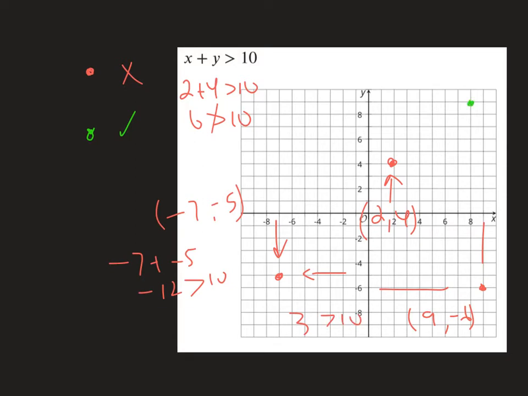Well, let's pick something way over here. And we have (8, 9). And when we add 8 plus 9, we get 17, which is definitely bigger than 10. Good, good. So now we come back over.